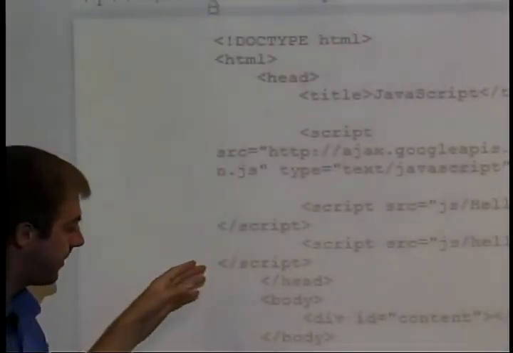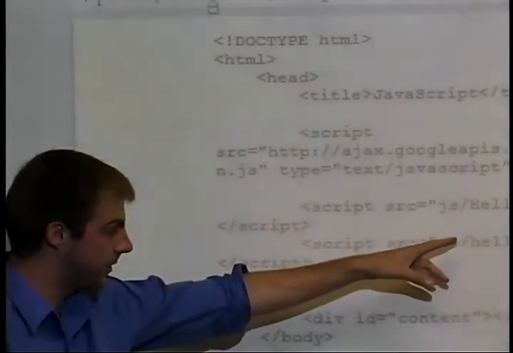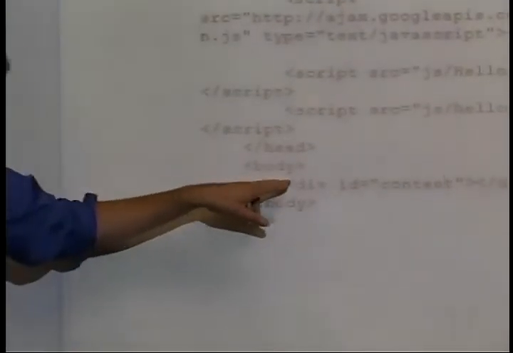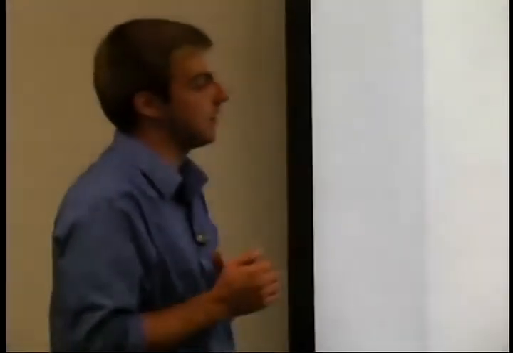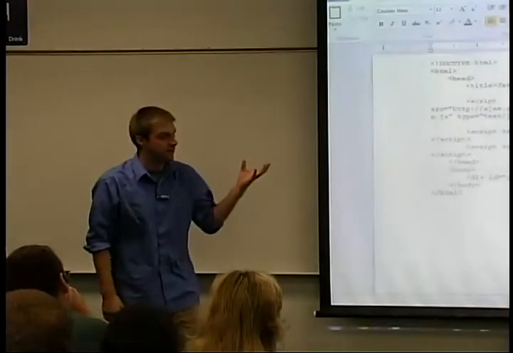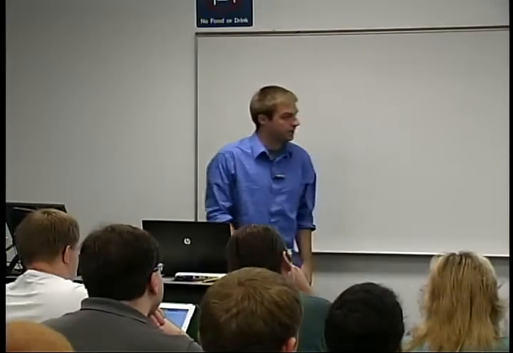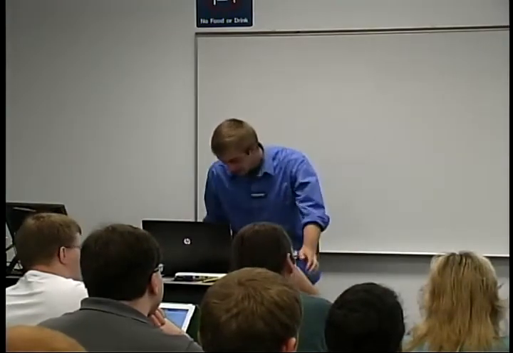Now, the problem is, when this is running, it hasn't gotten down to the body tag yet, so it can't know about this content div here, because the DOM, the document object model API, is not ready, the document is not ready. The page hasn't fully loaded yet, so you can't access the elements when the browser doesn't know about them. The JavaScript can run just before the page is even loaded the whole way.